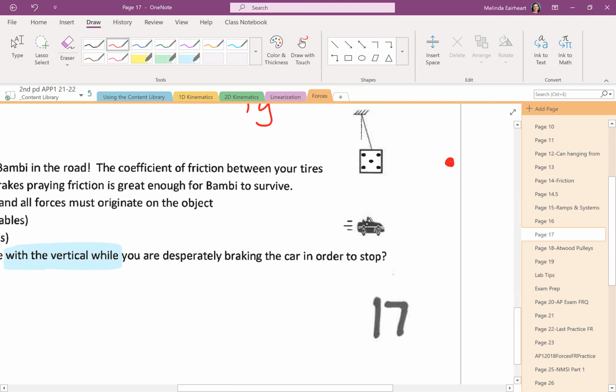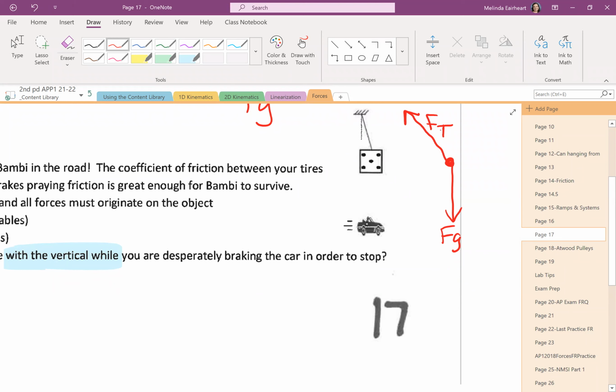We got gravity. Gravity always down. Hopefully you know that by now. And tension would be going up and parallel to the string. During the braking period, it would be up and left. And draw it bigger. Okay, if you don't remember why it's bigger, just hold tight. And that's it on the dice.